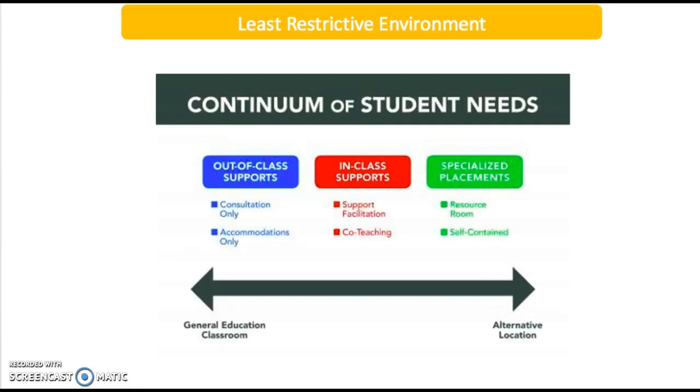This is an example of a continuum of student needs. So along the bottom, you see that it starts with the general education classroom and then goes all the way to an alternative location. So at the bottom, we would have consultation and only accommodations, and that usually occurs for students who have made a lot of progress and are on their way to being exited from the EC program, or maybe they need to stay in, but they only need consultation every so often. They don't need to be pulled from class. If that does not meet a student's needs, then we look at what can be provided in the classroom.